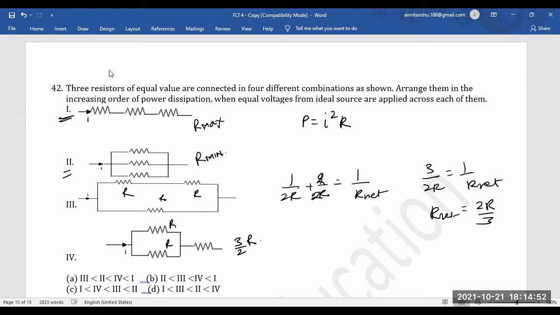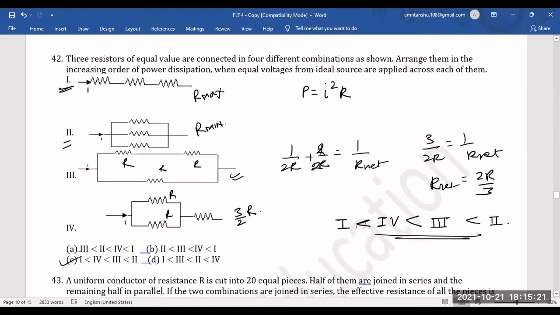Okay. So you can see here very well that maximum power will be dissipated in one, and then the power dissipated will be for, I think, this 4. Then the power that will be dissipated will be in third, and then in second. Actually, by just looking at this maximum and minimum, because here 1 is maximum and 2 is minimum, you could have skipped this step of calculating resistances, and you could have directly checked option number C.